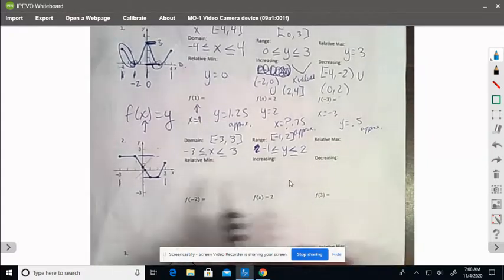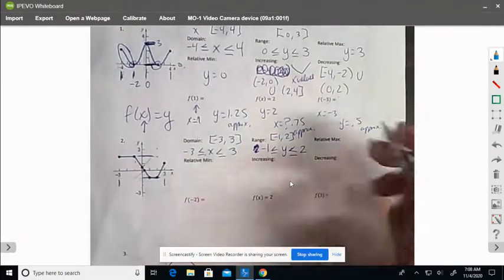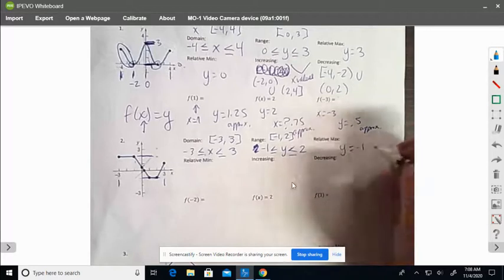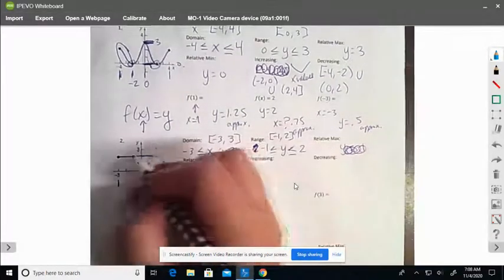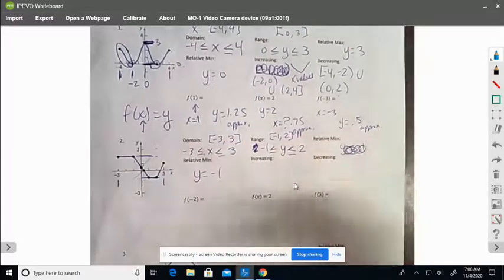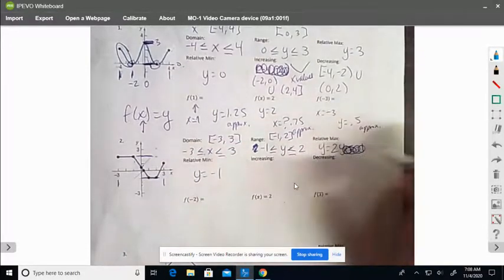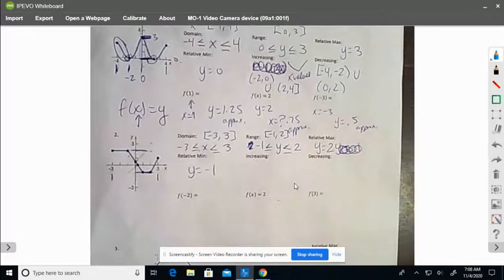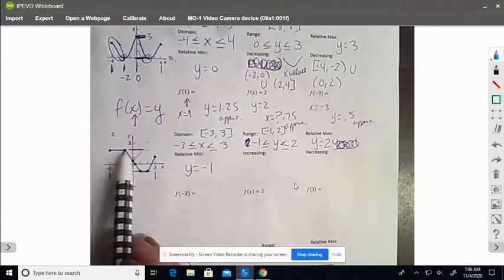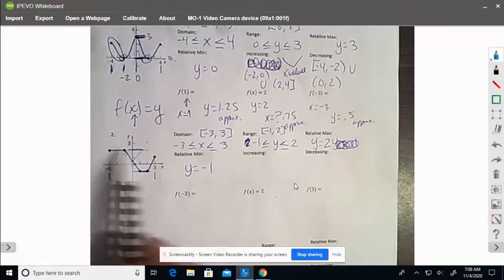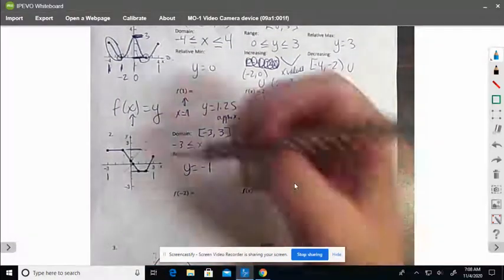My minimum is when y equals -1. I'm sorry, my minimum. And my maximum is when y equals 2. It's the highest point of my graph. My increasing and decreasing. This is not increasing or decreasing. This is a flat road. Nothing's happening here. It's when my slope is 0.